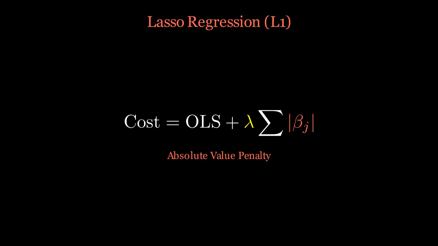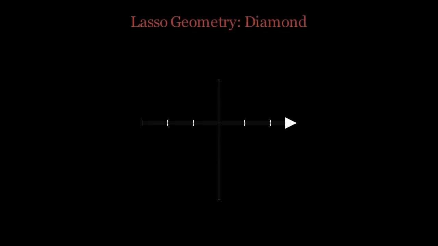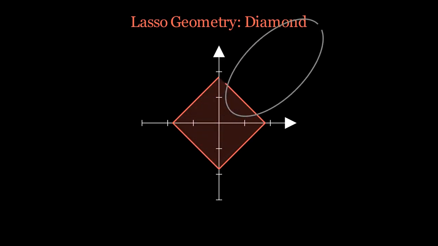The geometry of Lasso is a diamond, not a circle. Because the corners of the diamond sit on the axes, the optimization process often hits these corners. This means Lasso doesn't just shrink coefficients, it sets some of them exactly to zero. Lasso is not just a regressor, it is a built-in feature selection tool, creating sparse models that are easier to interpret. So which one should you choose?